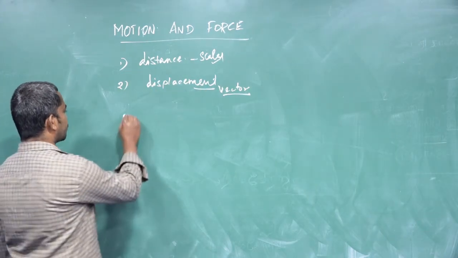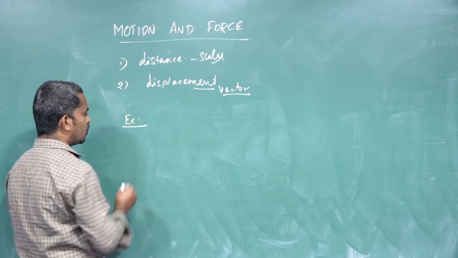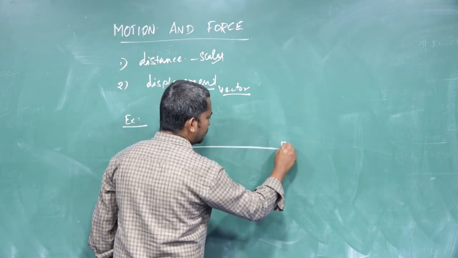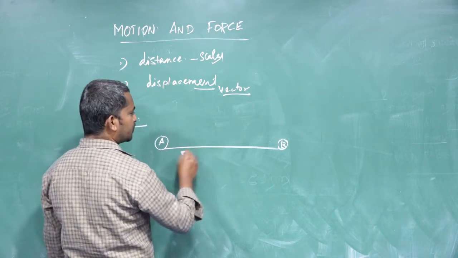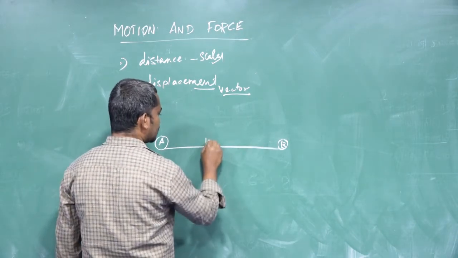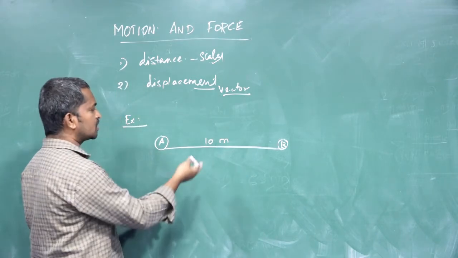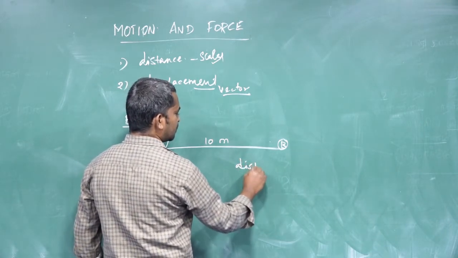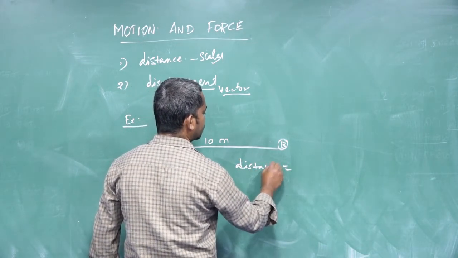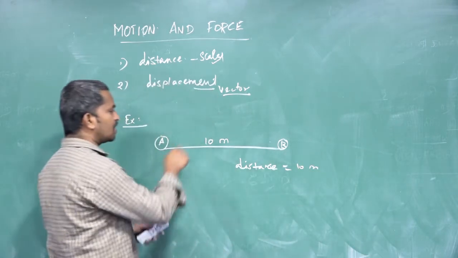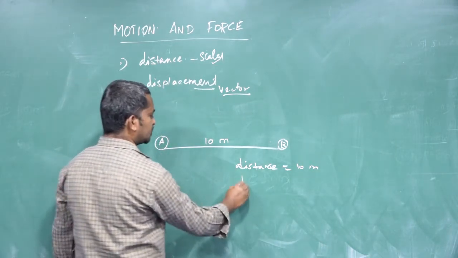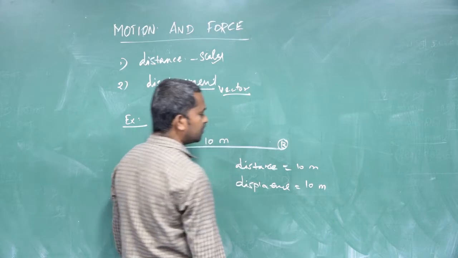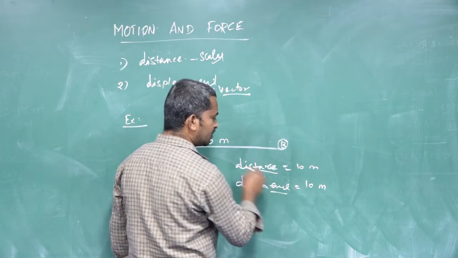For example, one object starts at initial point A and reaches final point B. The distance between A and B is 10 meter. The object covers a total distance of 10 meter. I want to calculate the displacement. This is also 10 meter, but distance is a scalar quantity and displacement is a vector quantity.